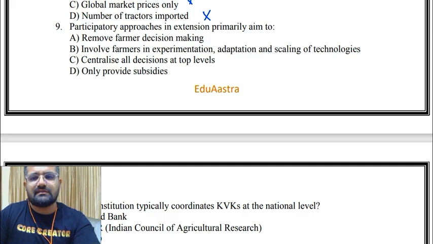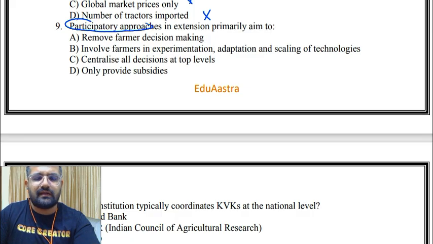Participatory approaches in extension primarily aim to: remove farmer decision making, involve farmers in experimentation, adoption and scaling of technology, centralize all decisions at top level. Participatory approach, we studied participation in experimentation. So B is our right answer.